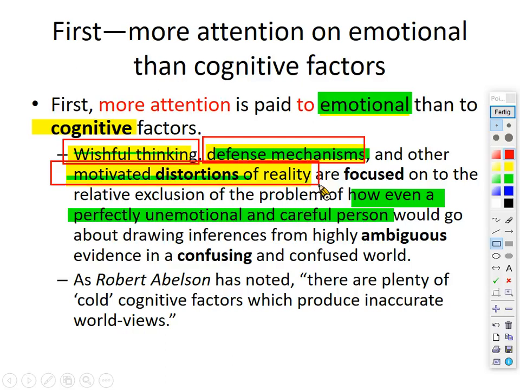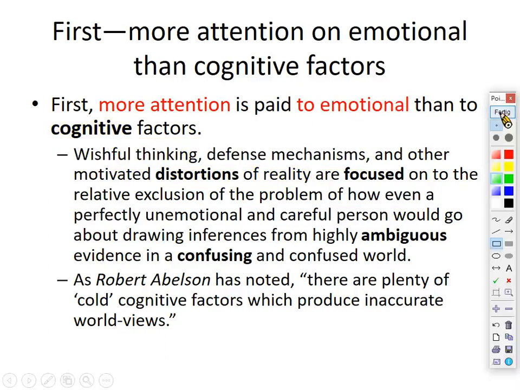Instead of why those people are so calm, so unemotional, so careful, psychologists do not spend too much study on why and how those people make decisions in such a confusing and confused world, right? Because they need to draw inferences from the different information. And psychologists do not spend too much research on this. Instead, they would like to talk about emotional factors only, okay?